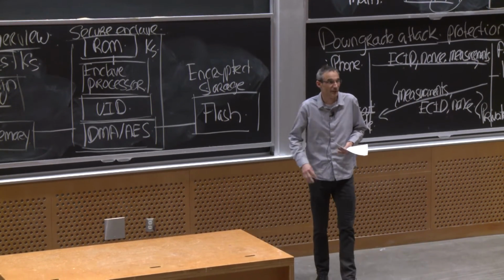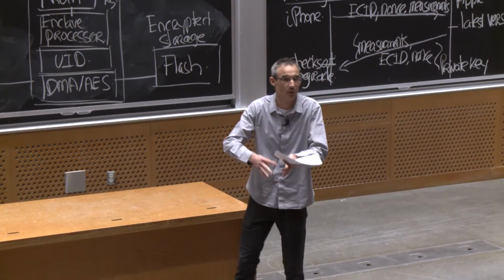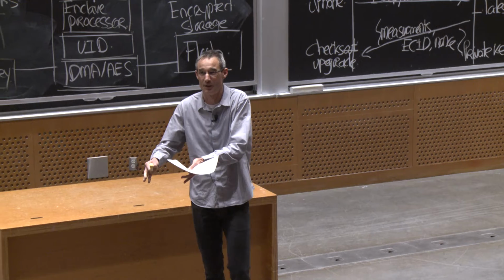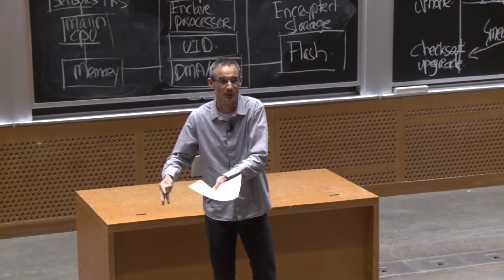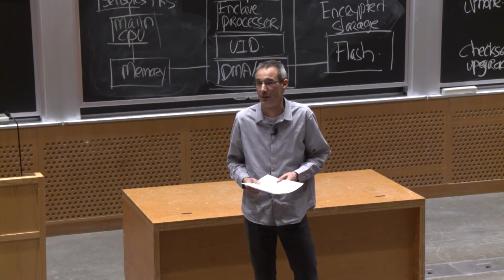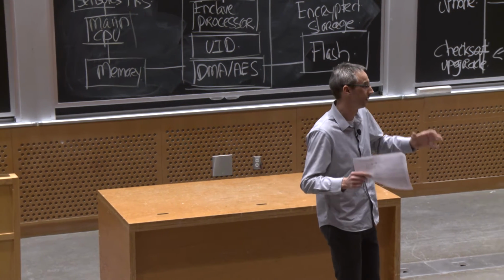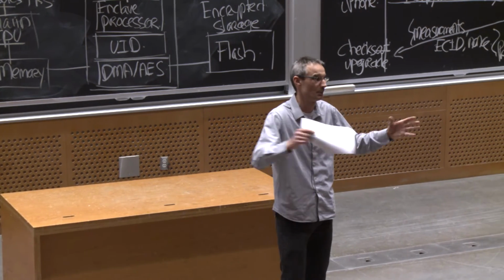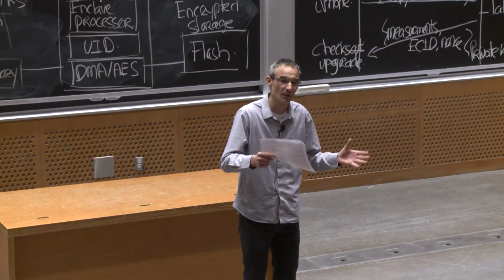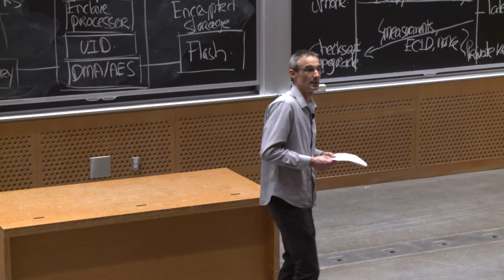Because if you stick the flash chips in a different phone, that phone has a different UID fused into the silicon, and so therefore you're going to produce a different key, and therefore you can't actually read or write the data on the flash chip, right? So this basically couples the flash chip to your phone. It's not possible to take them apart. Well, you can take them apart, but you're not going to get any advantage of it. Does that make sense?